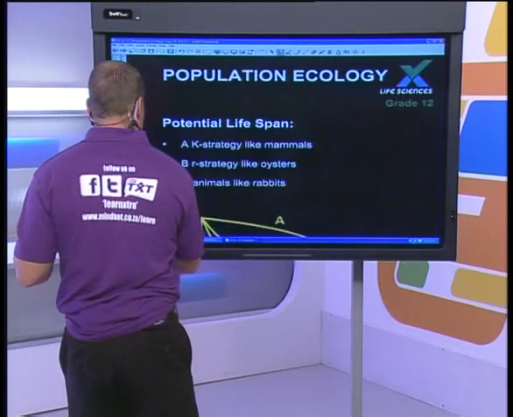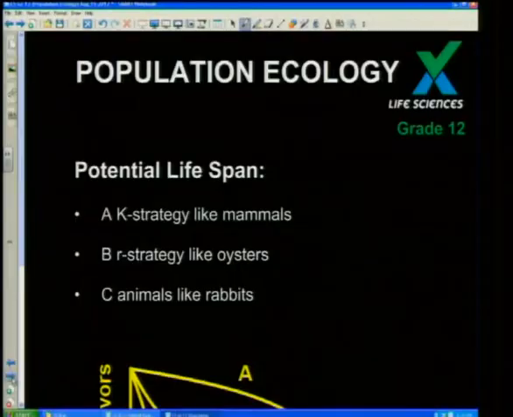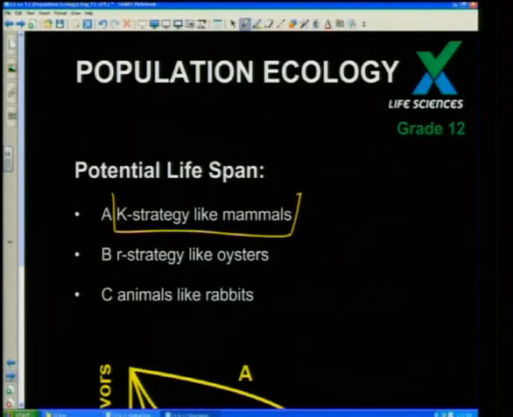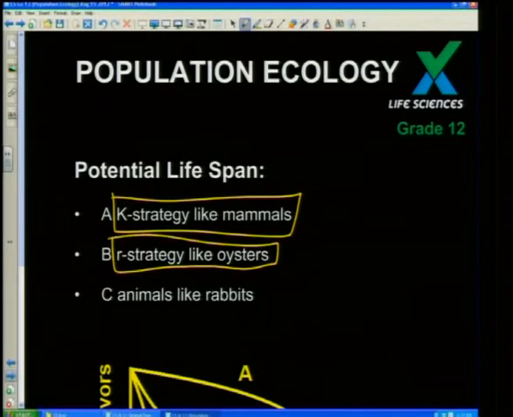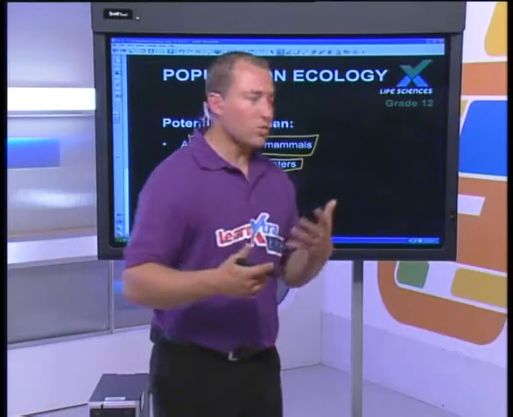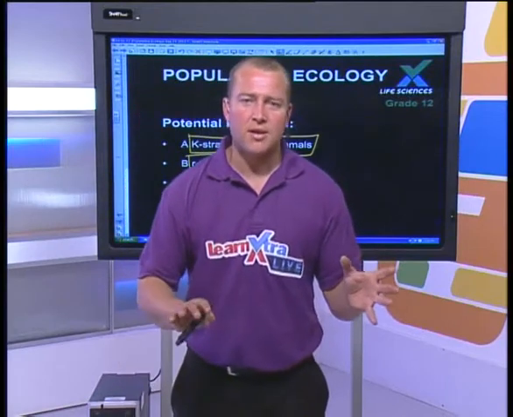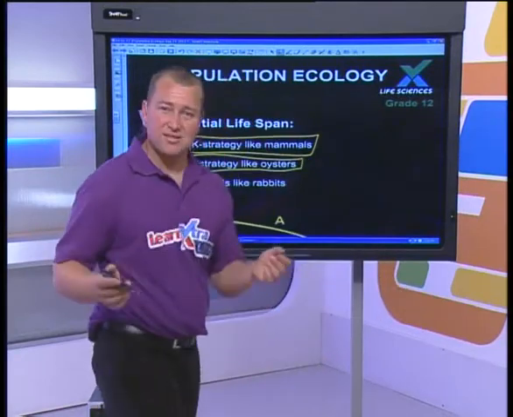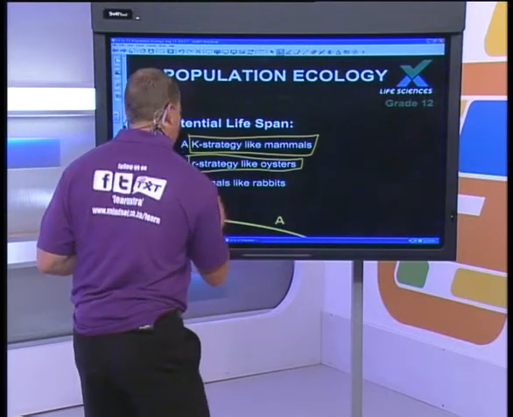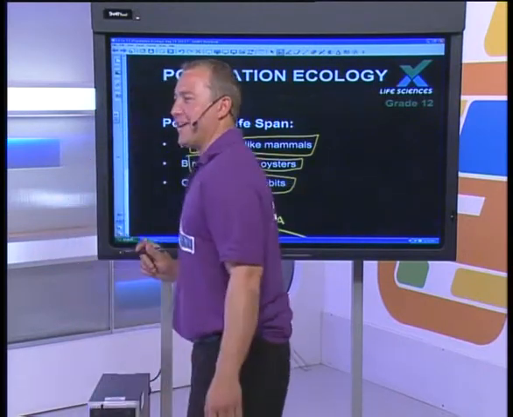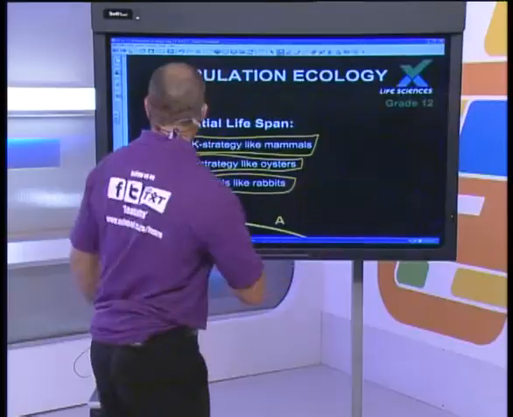Now, I've put them here again. K strategy would be your mammals, right? There they are, K strategy, your mammals. Your R strategy would be your oysters or your fish or anything like that. And then I've thrown one into the works that has a bit of both, and those are like your rodents, your rabbits, okay? Rabbits breed like bunnies. Hopefully that helped us. But rabbits breed like bunnies.